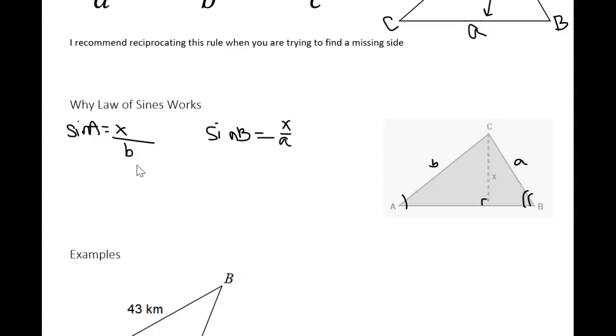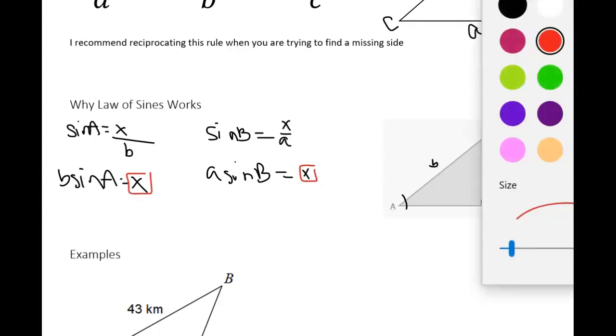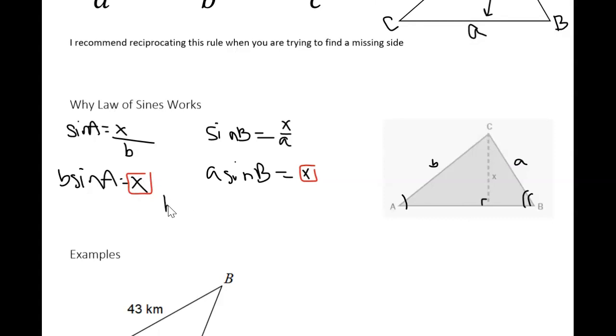So let's solve them each for x. Over here, we can multiply both sides by b, and b sine A equals x. And on this one, we can multiply both sides by a. And since they're both equal to x, that means these equations can be set equal to each other using the substitution method for solving. B sine A equals A sine B.